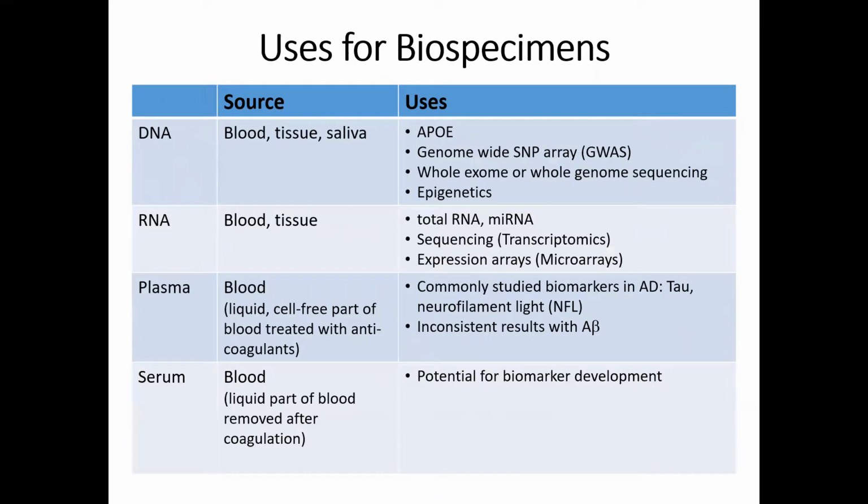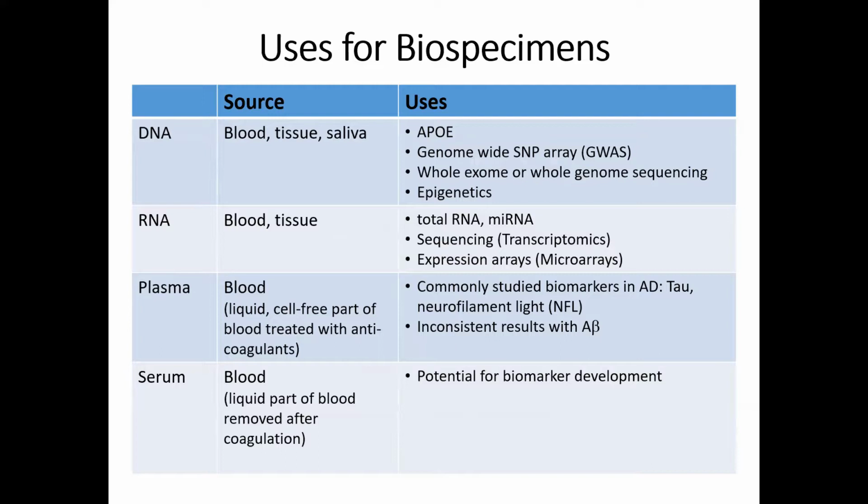RNA can be obtained from blood or from tissue, often brain tissue in the case of Alzheimer's disease. We can obtain from those sources total RNA or microRNA. It's frequently used for sequencing in terms of transcriptomics and can be also used for expression arrays, often called microarrays.